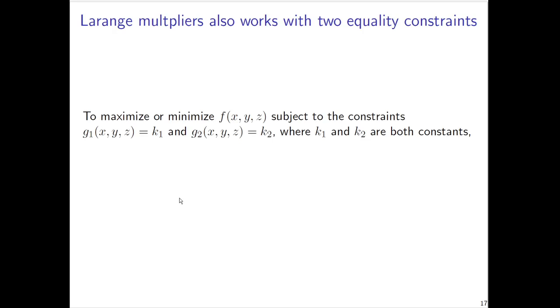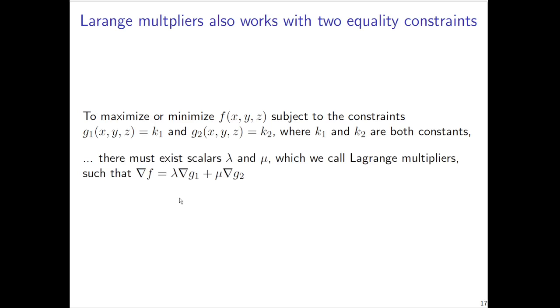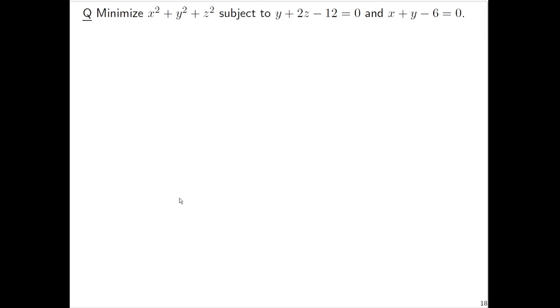Okay, to maximize or minimize f of x, y, z subject to two constraints now. So we've got a function g sub 1 equal to constant k sub 1 and a function g sub 2 equal to constant k sub 2. There must exist scalars lambda and mu, which are called Lagrange multipliers, such that instead of gradient of f just equals lambda times gradient of g1, now there's a plus another Lagrange multiplier called mu times gradient of g2. So we will try this.